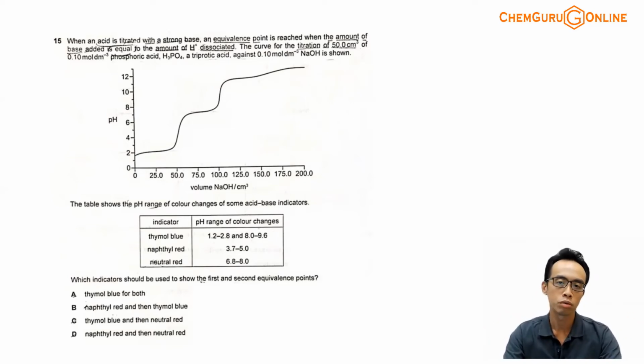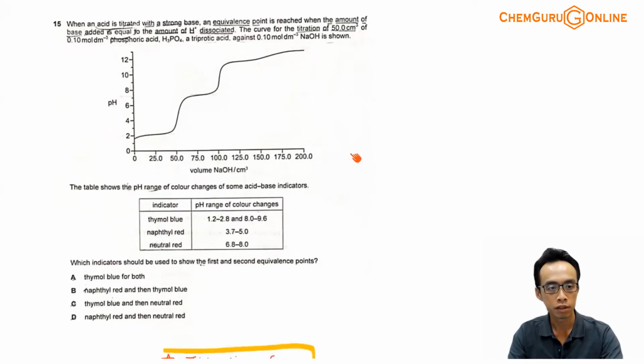Now in this video, we want to discuss the suggested solution for 2020 A-Levels H2 Chemistry Paper 1, question 15. Let us take a look at question 15.